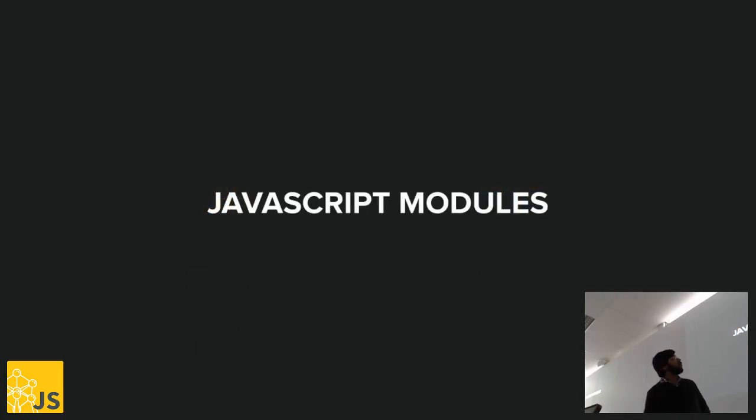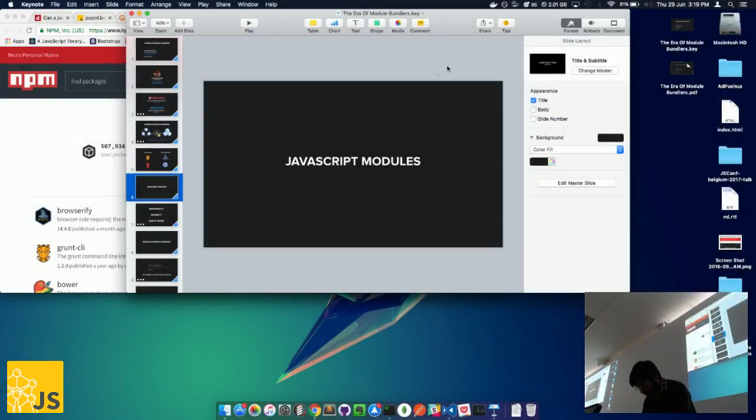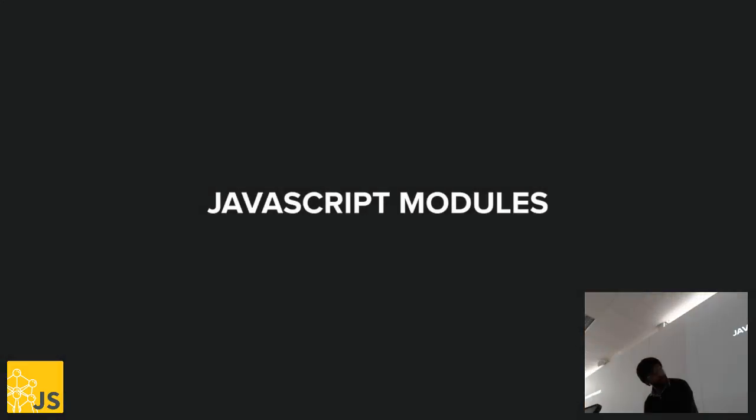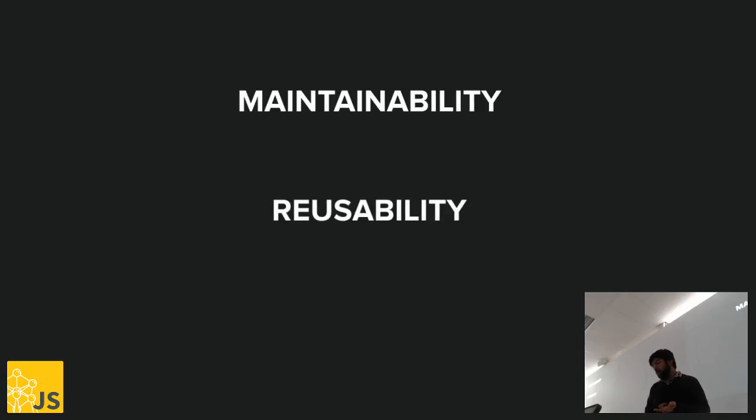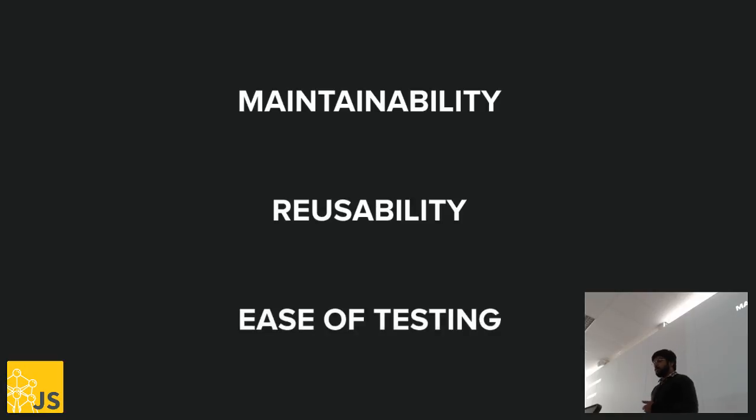So let's talk about JavaScript modules first. What is a module? A module is simply an abstraction layer that we create to make our code more reusable. Obviously we do it for maintainability purposes. Your code has to be easier to read, easier to debug. And reusability, like I told you. The more modular the code is, the easier it is to reuse it and test it out. So these are some of the things you might want to consider when modularizing your code.